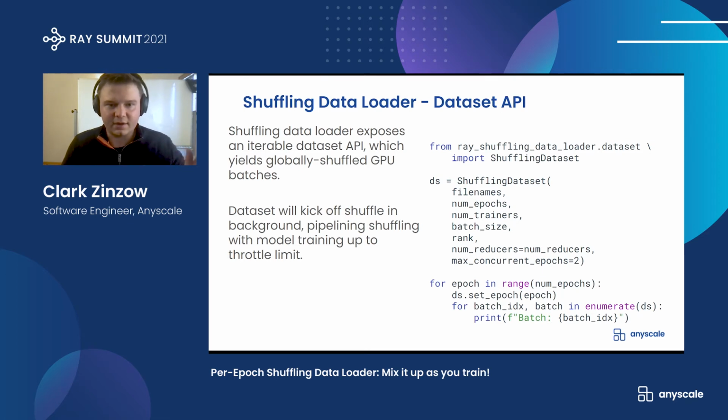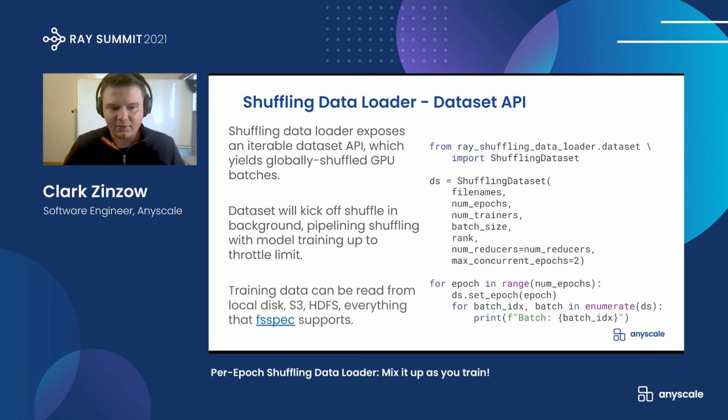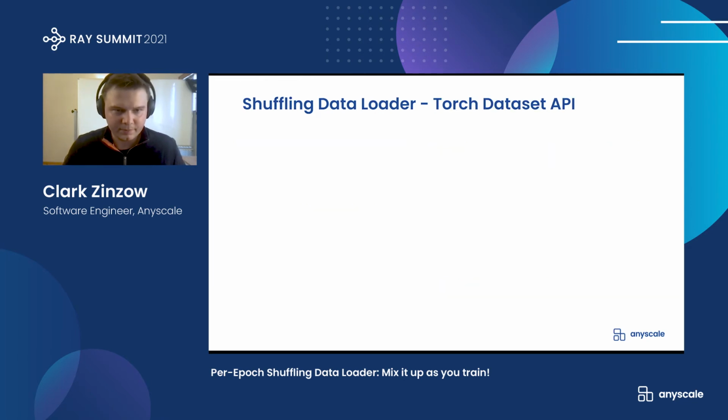The dataset will kick off the shuffling in the background as soon as that shuffling dataset is constructed. That's done upon instantiation. And then in the background, it will use the Ray cluster to pipeline shuffling with model training up to the max concurrent epochs throttling limit that you give it. So for example, at most 2 epoch shuffles going on at once. And the training data can be read from local disk, S3, or HDFS. If you check out FS-spec, everything that FS-spec supports, the shuffling data loader will be able to read from.